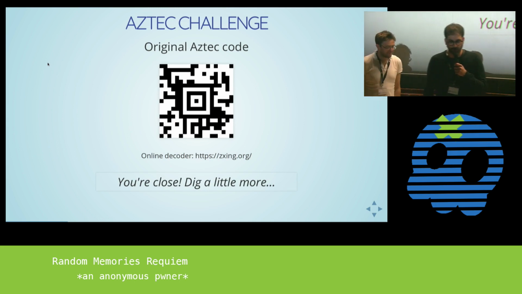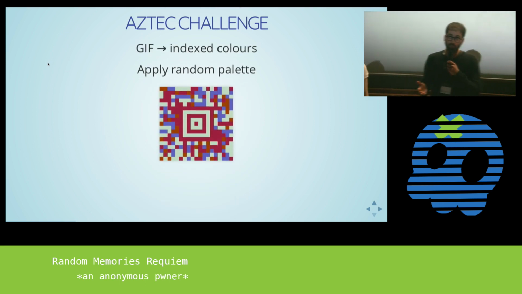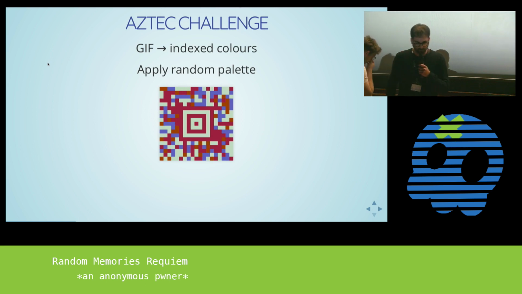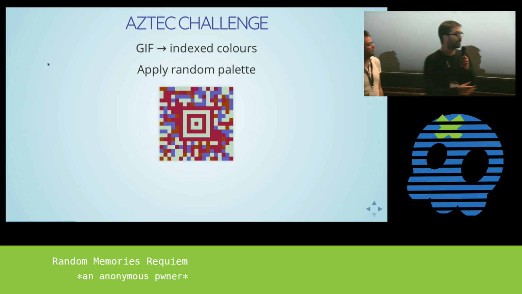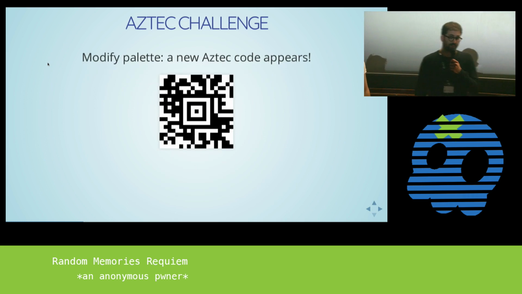So welcome to steganography. It's a GIF image, and what is special with GIF images is that you can specify a color palette. And if you apply a random palette on the image, you see that the AZTEC code is not composed of 2 colors, black and white, but actually of 4 colors. There are 2 white and 2 black, very similar. And if you modify the palette a bit, you see a new AZTEC code appearing, and this one has got a flag.